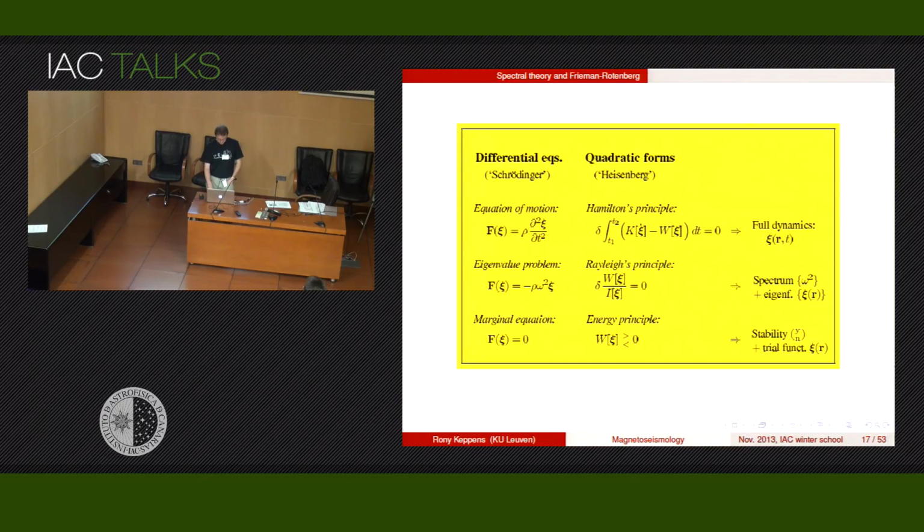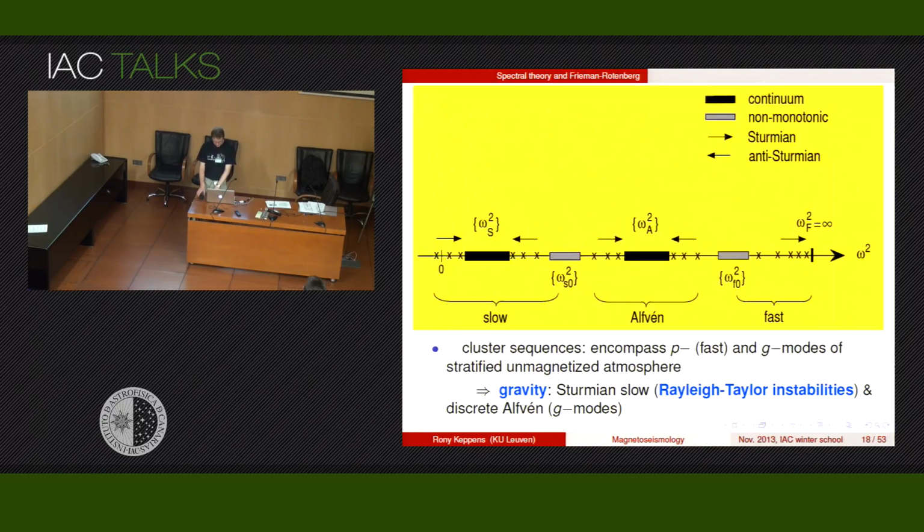These things I'm going to try and explain in a minute. The bottom line is that the picture that I had before, in a homogeneous plasma, I was showing you that if I vary my horizontal wave number and I have a certain configuration, I have here the fast modes, the Alfvén, and the slow modes. And if I quantify my wave number here, I get discrete values.